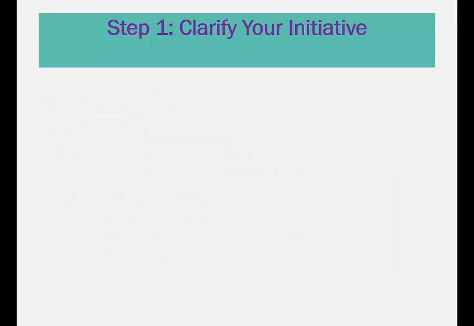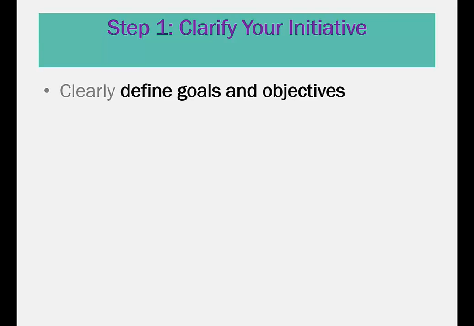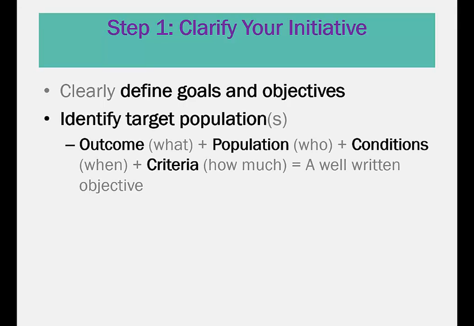Step 1. Clarify your initiative. At the onset, it is very important to clearly define your goals and objectives by considering the outcome you are wishing to achieve, the population you are wishing to target, when you are wishing to achieve the outcome, and the criteria that needs to be met for you to know the initiative has been successful.